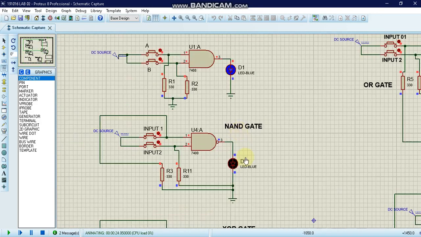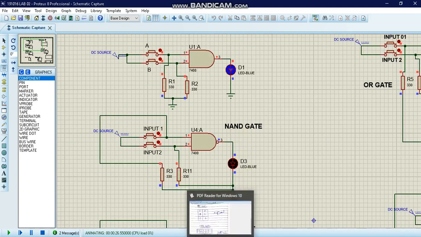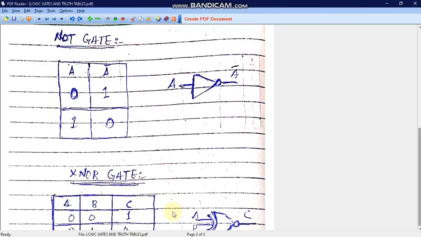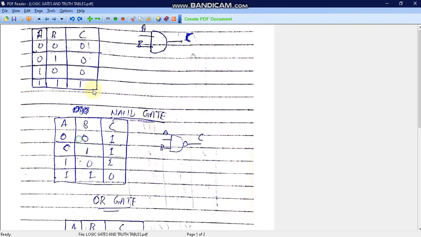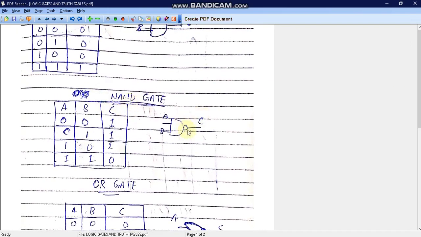Now let's see the rest of these gates. The NAND gate is basically the combination of NOT and AND gate, and let's see our PDF to see how our NAND gate works. This is our NAND gate. This circle, this bubble type thing, is attached in front of the AND gate, and this shows that it is a NOT gate and this is an AND gate. Basically NAND gate is the negation of AND gate, the opposite of AND gate. As we have discussed in the NOT gate, similarly the NAND gate is the opposite of the AND gate.